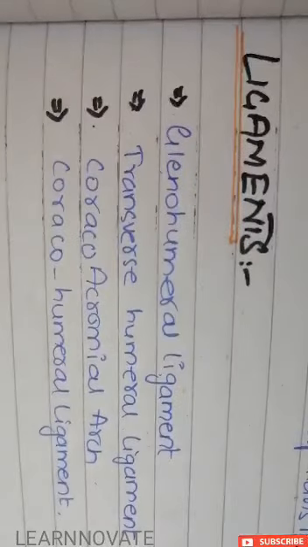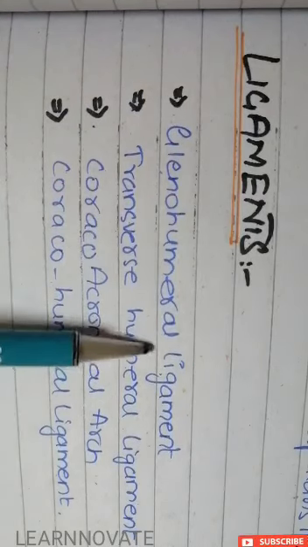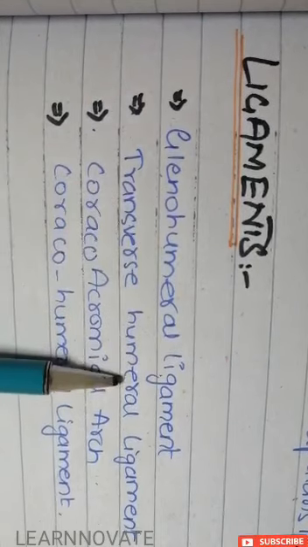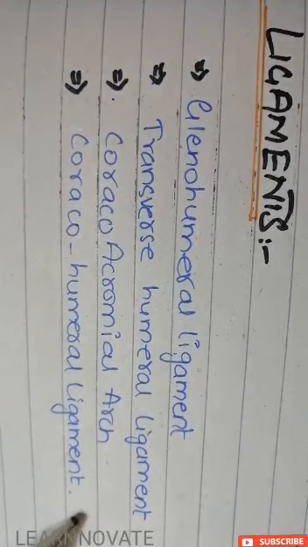Now coming to the ligaments that are present in the glenohumeral joint. These ligaments strengthen the joint, including the glenohumeral ligament, the transverse humeral ligament, the coracoacromial arch, and the coracohumeral ligament. These four ligaments provide strength to the glenohumeral joint and prevent dislocation of the shoulder joint upward, because they all strengthen the joint upward and form the superior strength of the glenohumeral joint.